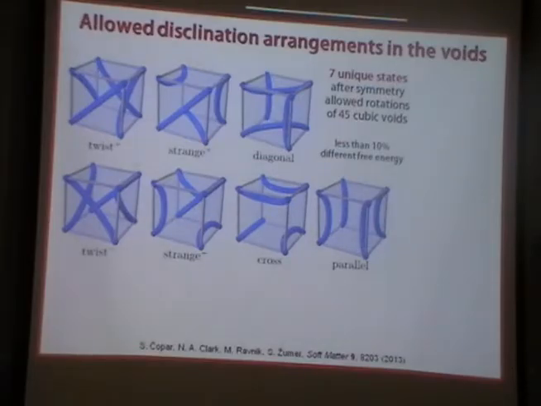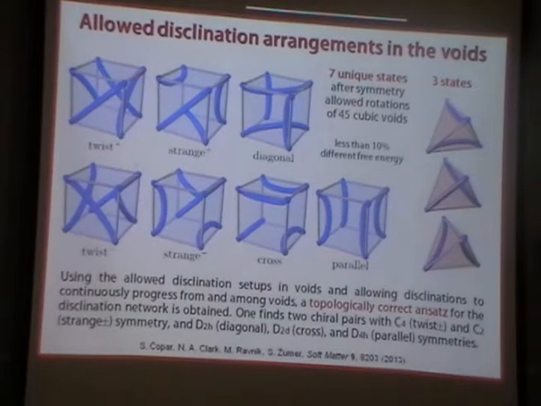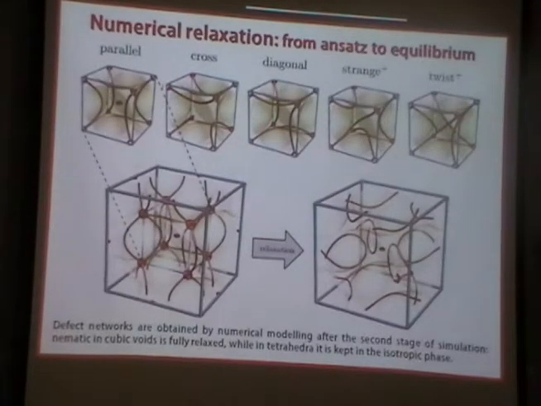And you can see that there are just seven different combinations which are possible, plus these three states which happened already before, inside the tetrahedron. And using just these allowed arrangements in the voids, you can then start to find out, by looking at the local symmetries of these building blocks, what you can get. So what Simon was doing is numerically simulating different situations by relaxing these structures and then finding the energetically favorable combinations. Of course, this was done just inside some cubes, without edges.